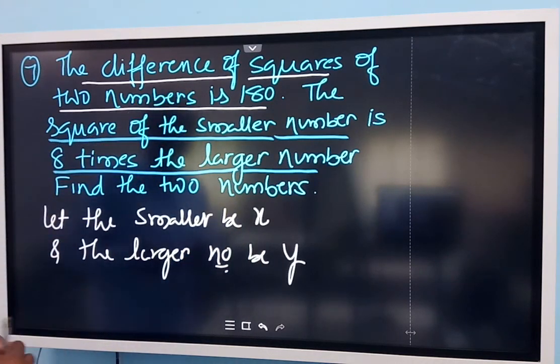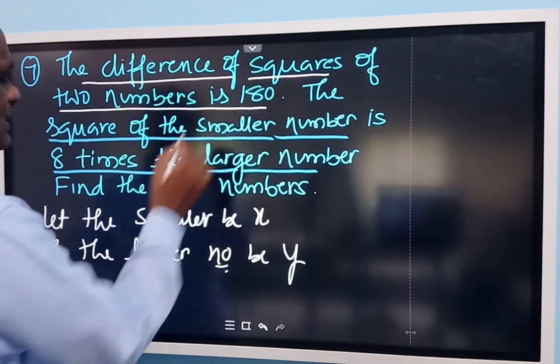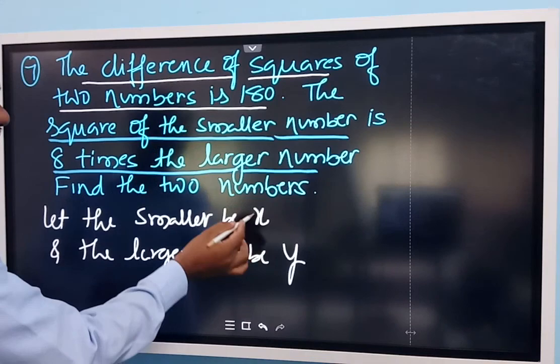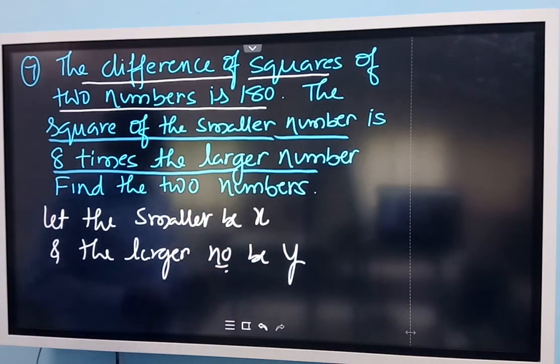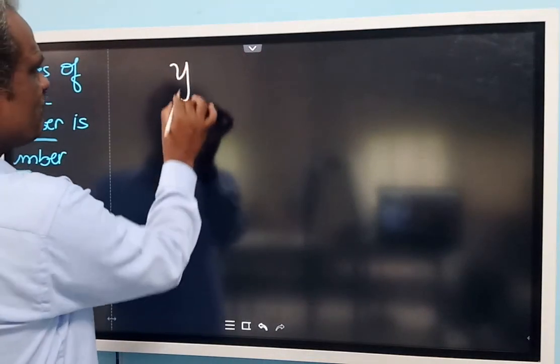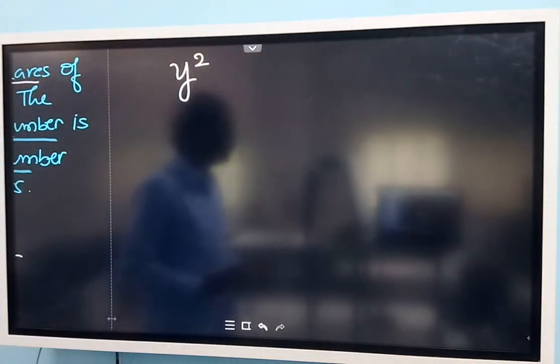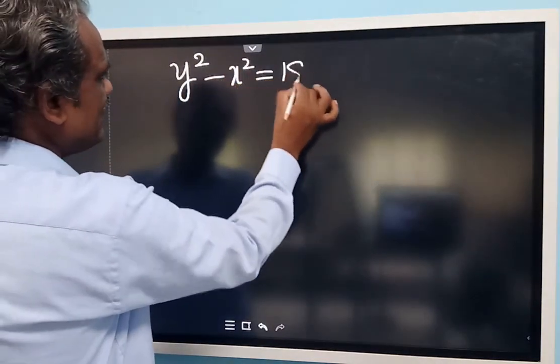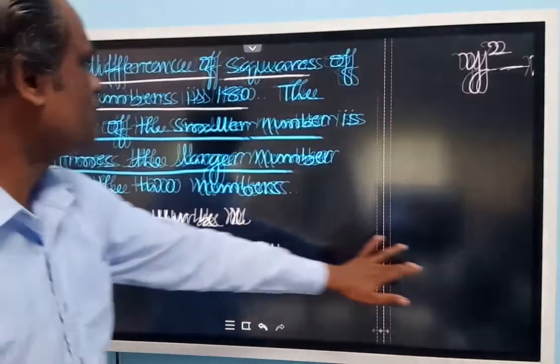Now they are given the difference of squares of these numbers. The larger number is y, so subtract the square of the smaller number from the square of the larger number. Difference means always from the larger number you have to subtract. y square minus x square is equal to 180. So this is the equation you will get from the first part.